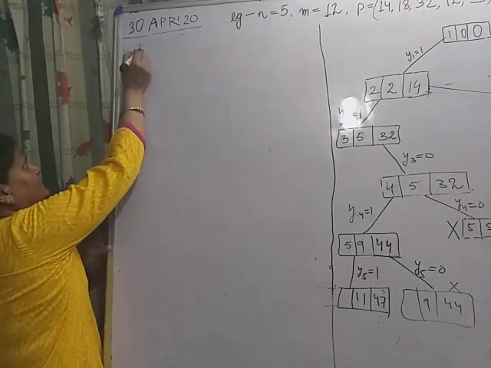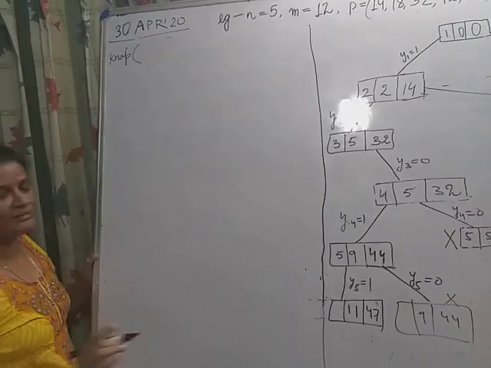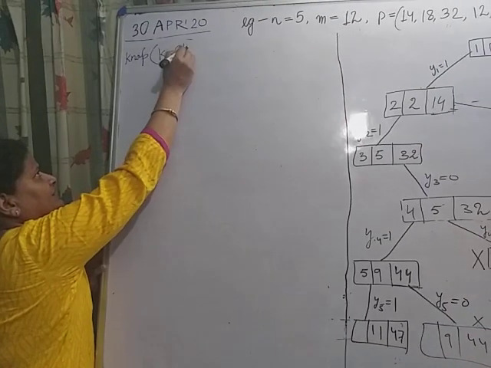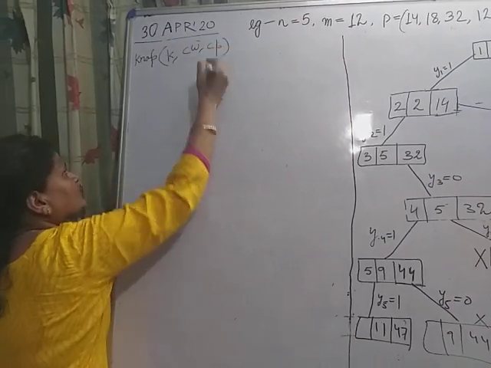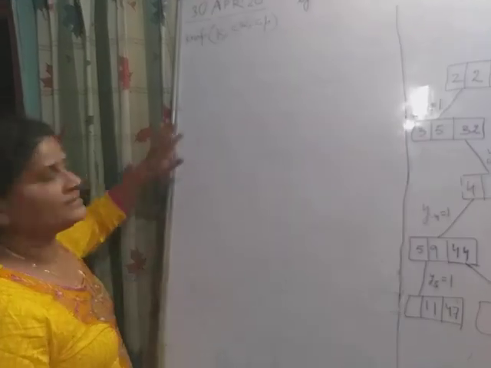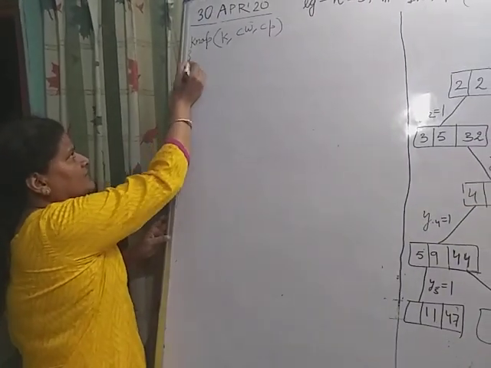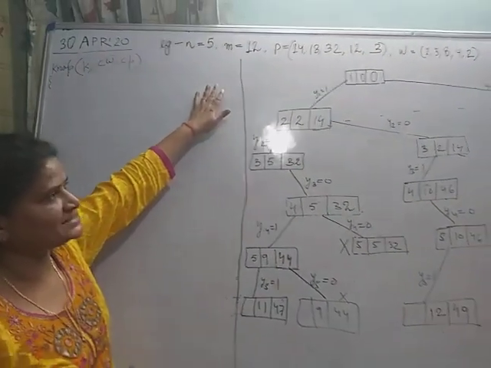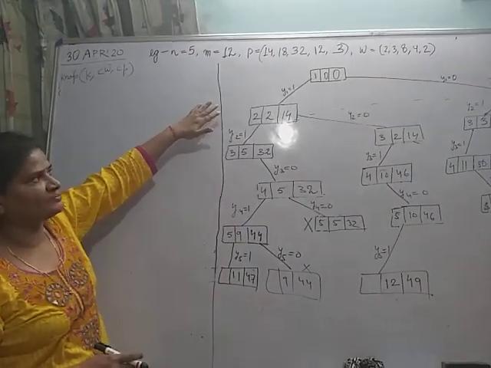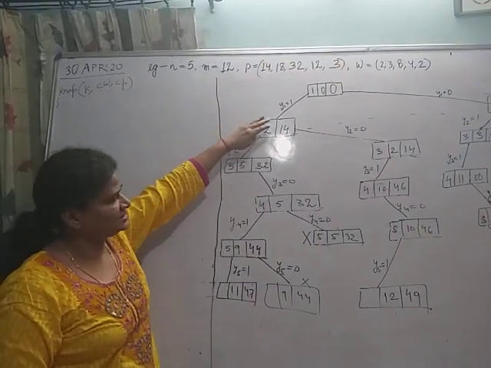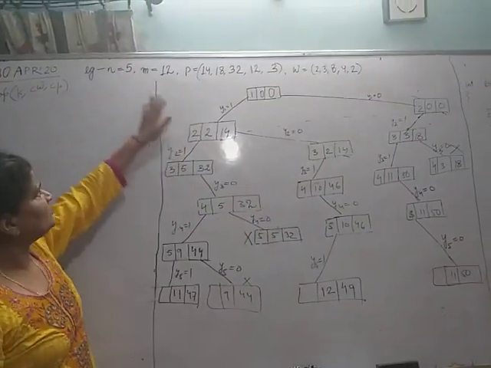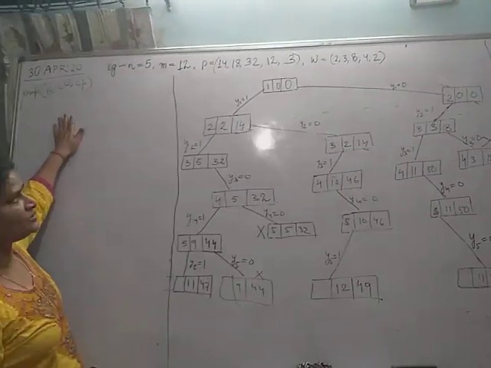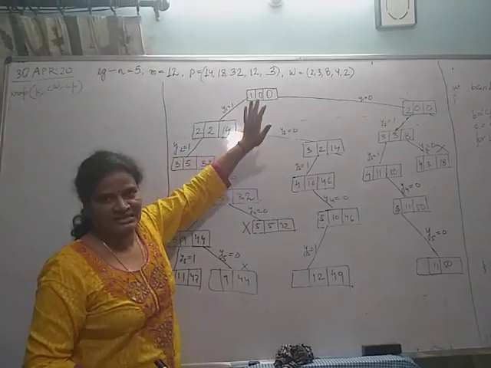Knapsack, and it will take three parameters: K, the current weight, and the current profit. Here, first see, you can compare. This is the example I discussed in the previous part, part 3. This is the state space tree for this example. So for writing this algorithm, take the help of this state space tree.